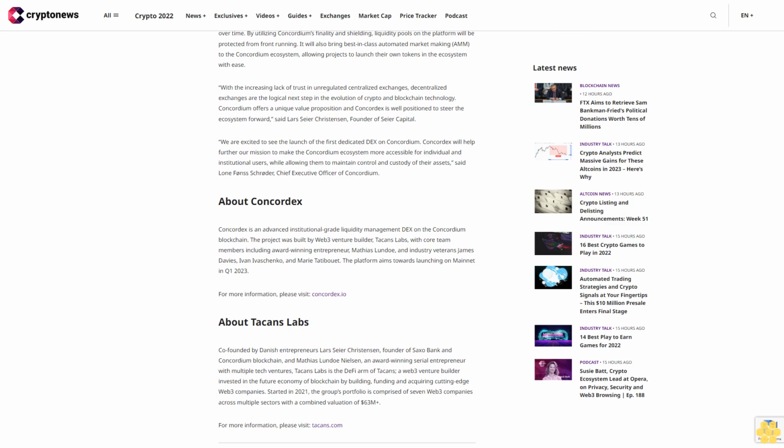Concordium offers a unique value proposition and Concordex is well positioned to steer the ecosystem forward, said Lars Seier Christensen, founder of Seier Capital. We are excited to see the launch of the first dedicated DEX on Concordium. Concordex will help further our mission to make the Concordium ecosystem more accessible for individual and institutional users, while allowing them to maintain control and custody of their assets, said Lone Font Schrutta, Chief Executive Officer of Concordium.